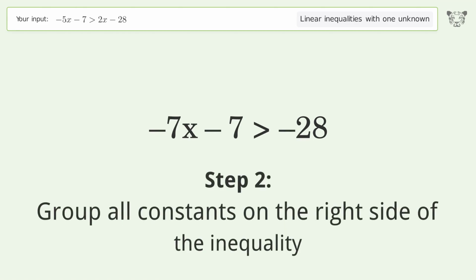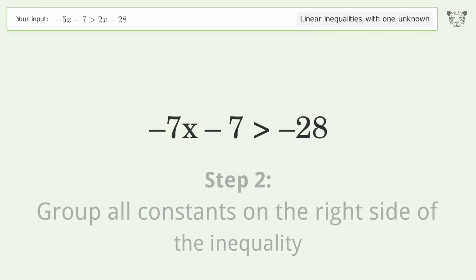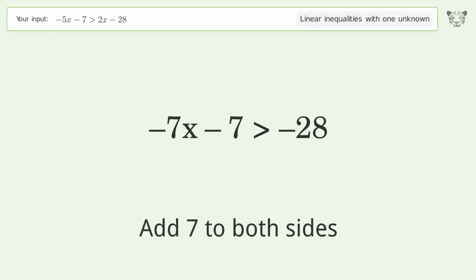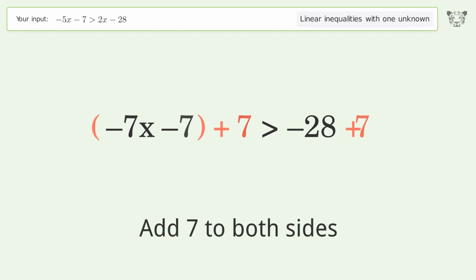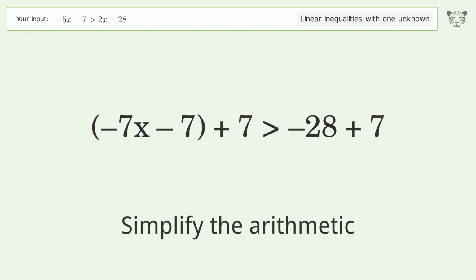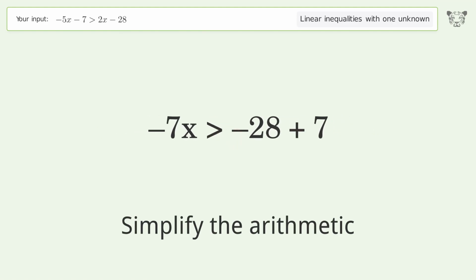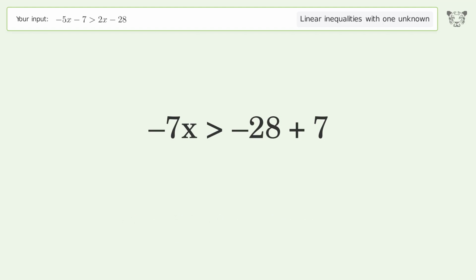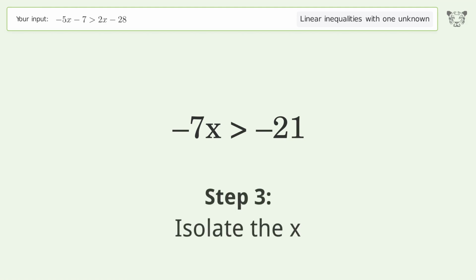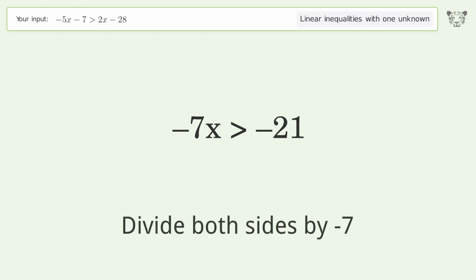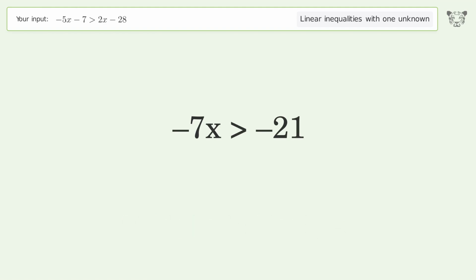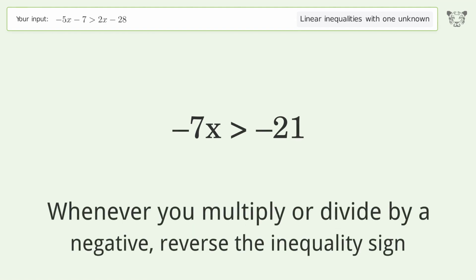Group all constants on the right side of the inequality. Add 7 to both sides. Simplify the arithmetic. Isolate the x. Divide both sides by -7. Whenever you multiply or divide by a negative, reverse the inequality sign.